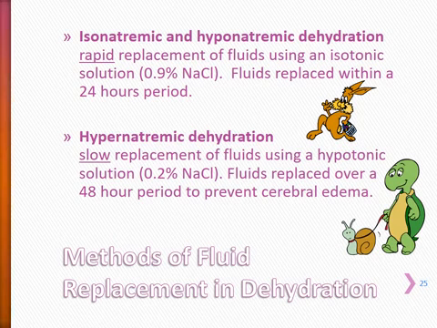Other things that you want to know about the types of dehydration is how it's replaced, whether it's replaced with rapid replacement or slow replacement of fluid, and the rationale for that. So with isonatremic and hyponatremic dehydration, we use rapid replacement of fluids using an isotonic solution, a 0.9. The fluids are replaced within a 24-hour period.